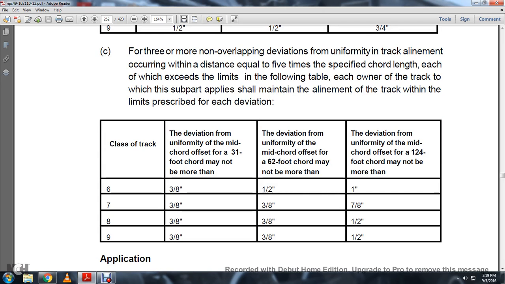Alright, the deviation for the 31-foot chord of the uniformity may not be more than 3/8 of an inch for all classes 6, 7, 8, and 9. The deviation of the 62-foot chord for class 6 is 1/2 inch, and 124 foot is 1 inch. Class 7 track has 3/8 of an inch for the 31-foot and 62-foot chord, and 7/8 of an inch at 124 foot deviation uniformity mid-chord offset. Also, class 8 and 9 are the same.